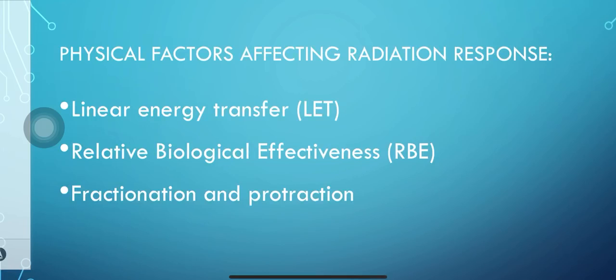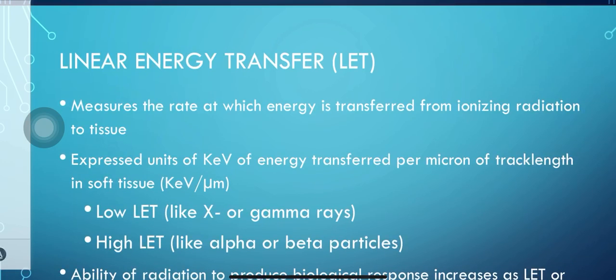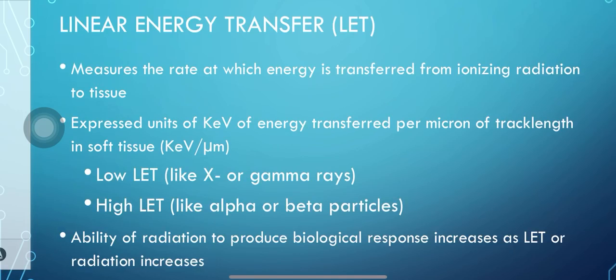Physical factors affecting radiation response: linear energy transfer, relative biological effectiveness, fractionation, and protraction. Linear energy transfer measures the rate at which energy is transferred from ionizing radiation to tissues. As the radiation travels through a given tissue, energy is deposited. The rate at which energy is deposited is the linear energy transfer. It's measured in kilo-electron volts per micron of track length.